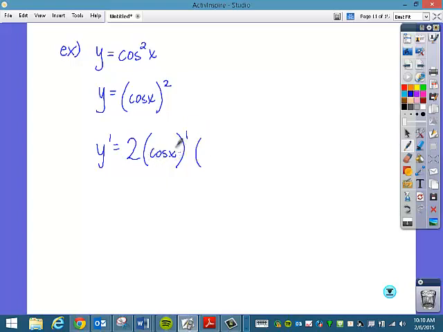And then you take the derivative of what's inside your parentheses, which the derivative of cosine is negative sine of x. So your final answer is negative 2 cosine x sine x.